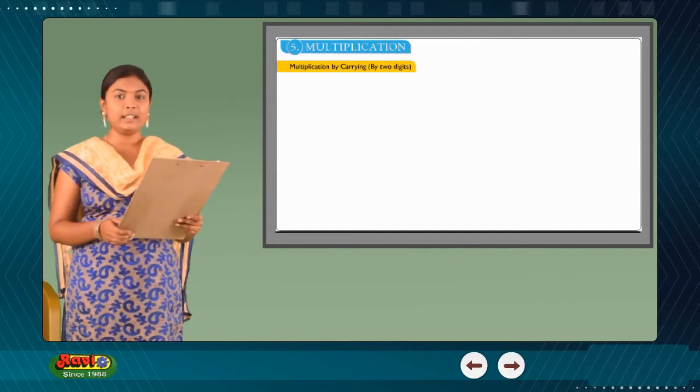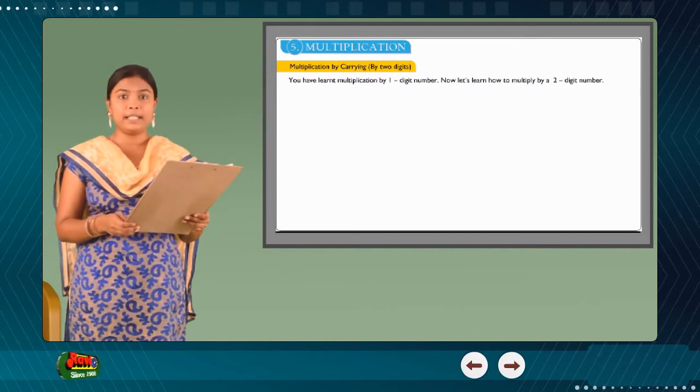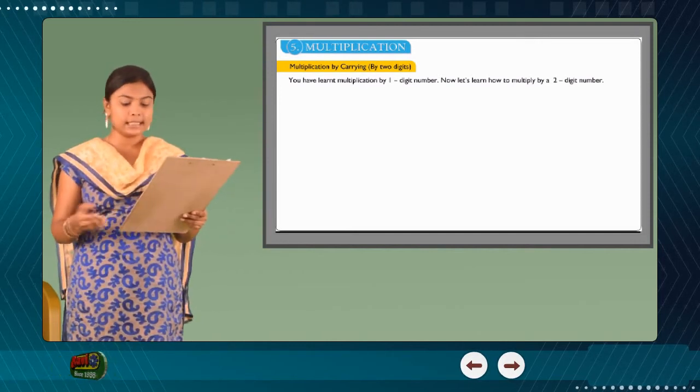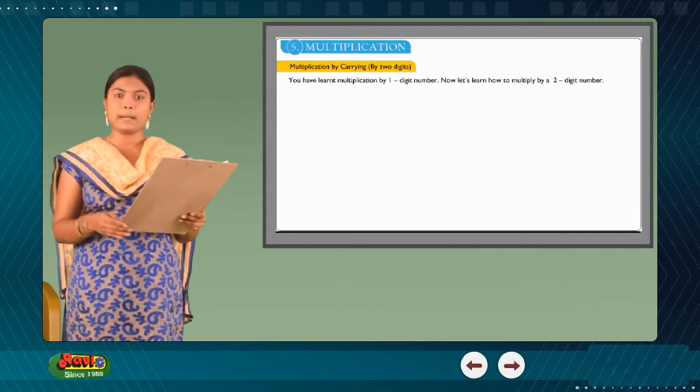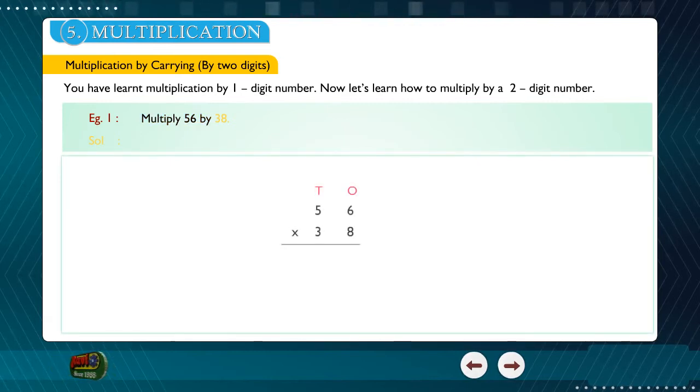Multiplication by carrying by 2 digits. You have learnt multiplication by 1-digit number. Now, let's learn how to multiply by a 2-digit number. Example 1. Multiply 56 by 38.